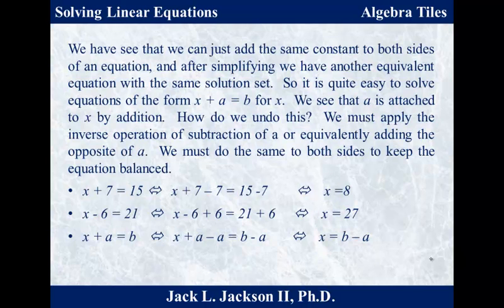You can check this by plugging it in. 8 plus 7 is 15. 15 equals 15. That checks. And so we can check our equations that way. The next one, we have x minus 6 equals 21. If we add 6 to both sides, we get x equals 27. And in general, if we have x plus a equals b, add a negative a to both sides, and we get x equals b minus a.